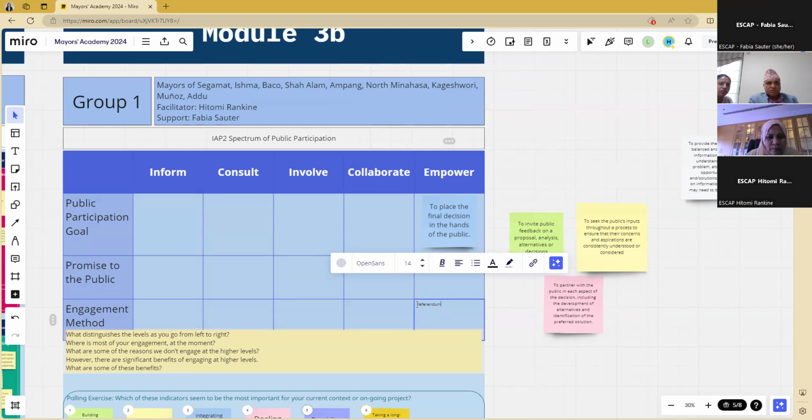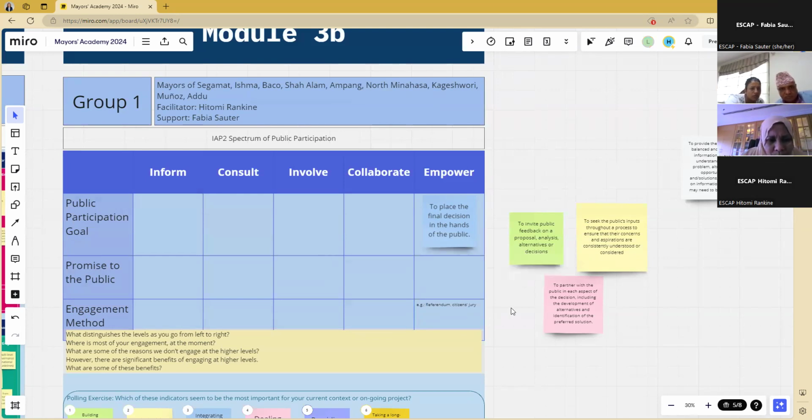Another way to place the final decision in the hands of the public is to think about establishing a citizens' jury. This is a very excellent tool where the citizens are selected almost randomly. You may decide that you might have one from youth, one from women, you may decide different makeup, but then they are the ones who are going to decide on a particular issue. You feed them with very good information, they can hold their own consultations, but that's another way to empower.